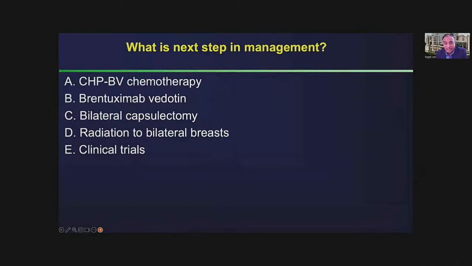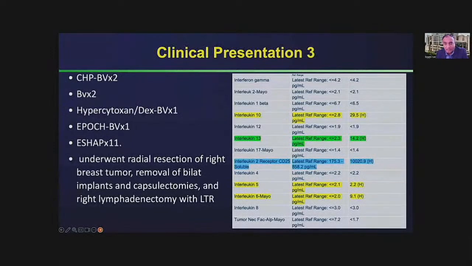So what's the next step in management? This is already an advanced stage disease, as you saw on the previous scans, and by the algorithm needs chemotherapy, and brentuximab alone may not be sufficient, and you need a combination approach based on the choices. But you can see here, this patient not only did receive CHP brentuximab, but also went on to receive other chemotherapy approaches because of the massive lesion on the right breast, along with pleural effusion. Finally, after the chemotherapy, underwent right radical resection of the breast tumor, removal of the bilateral implants.